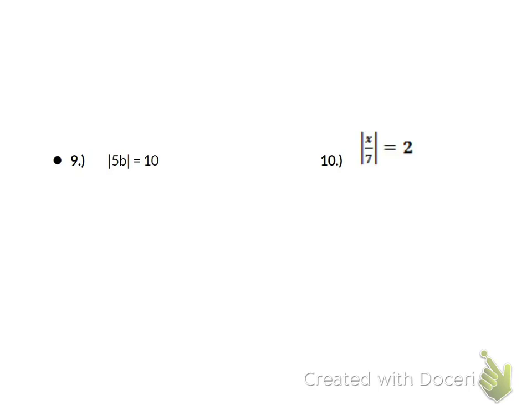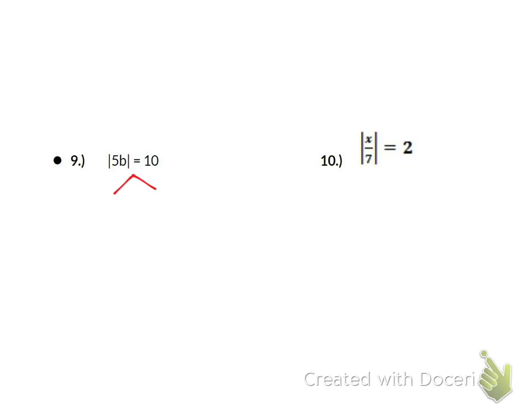Wait, Miss Barrett. That one over there, number 10. Is it like the same one? Because I really don't be getting it. This is the absolute value of 5b equals 10. This one is the absolute value of x divided by 7 equals 2. Yeah. All right. Let's get these done.